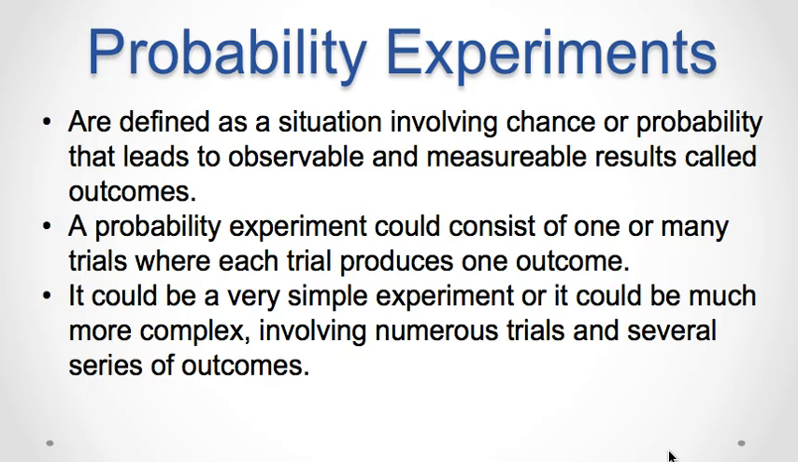I mentioned probability experiments earlier. These are situations where chance affects the result of an experiment. A probability experiment could consist of one or many trials where each trial produces one outcome. It could be a very simple experiment like our coin toss, or it could be much more complex, involving many trials and several series of outcomes.